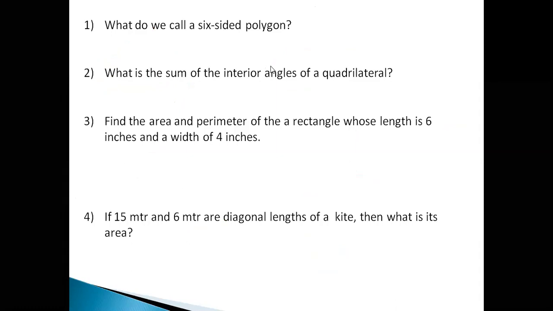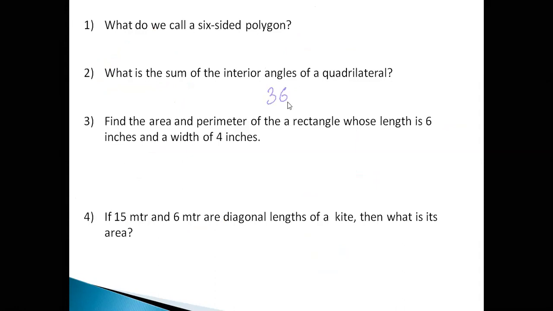So what is a six-sided polygon called? Hexagon. You guys said hexagon. And what about the next one? What is the sum of interior angles of a quadrilateral? 360 degrees. So, yeah. Now both try the third one.